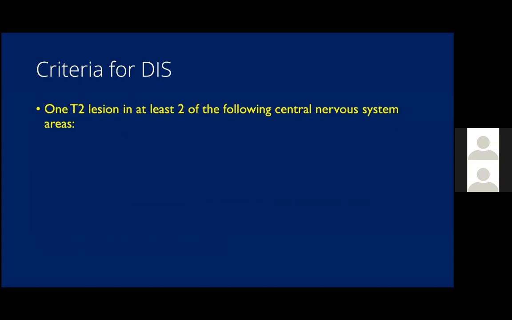So what is the criteria for dissemination in space? It is one T2 lesion in at least two of the following central nervous system areas: periventricular region, juxtacortical region, infratentorial, including brainstem and cerebellum, and spinal cord.